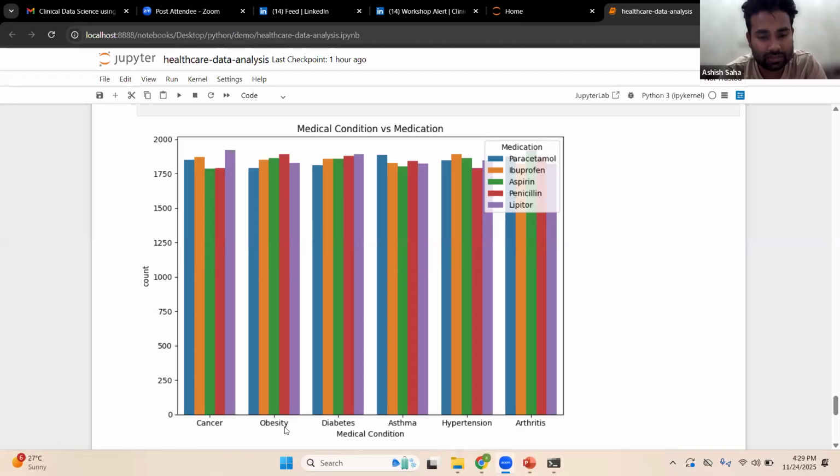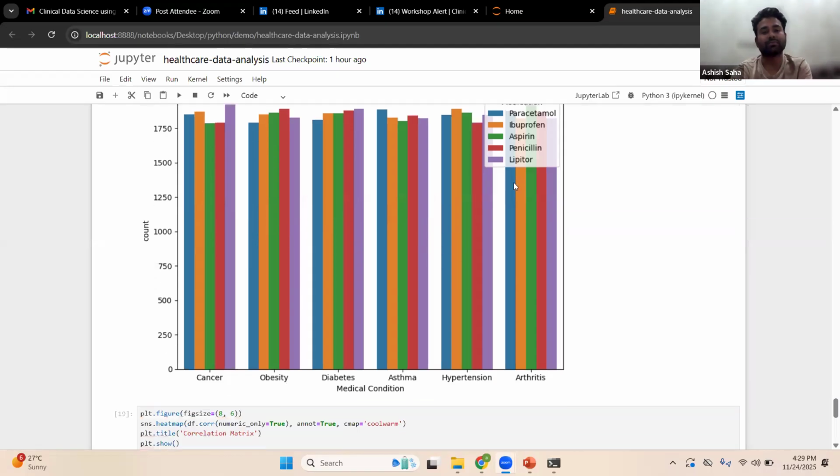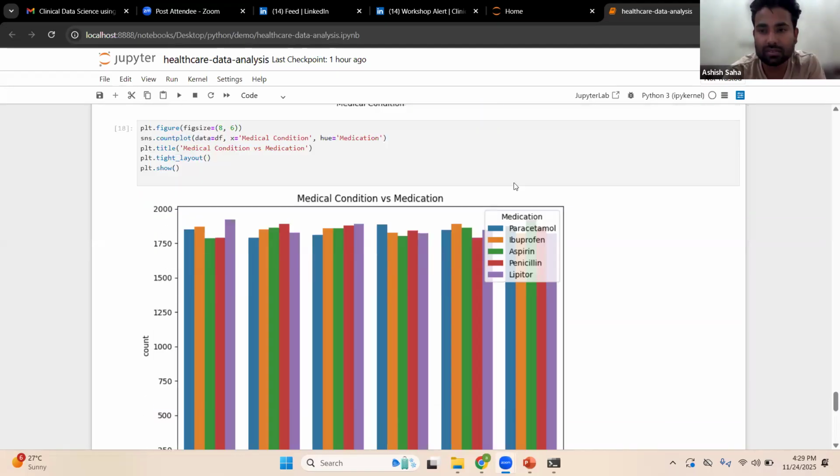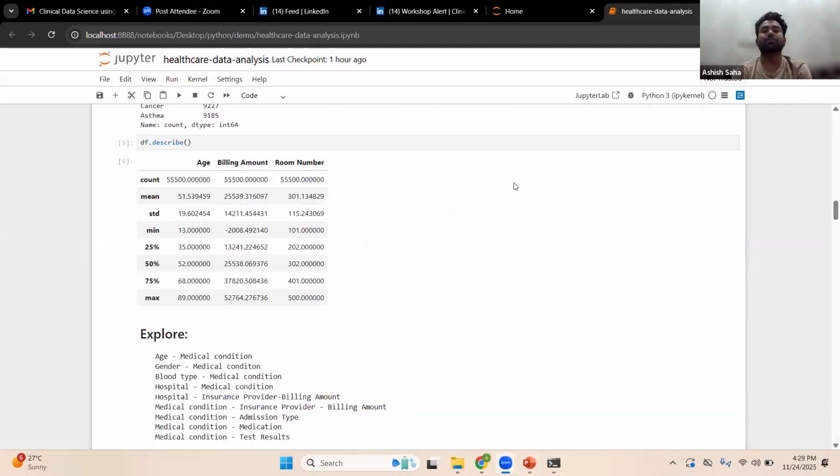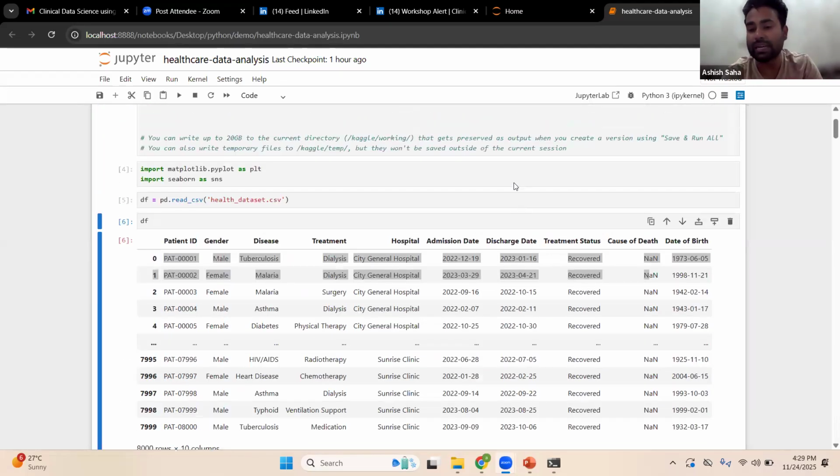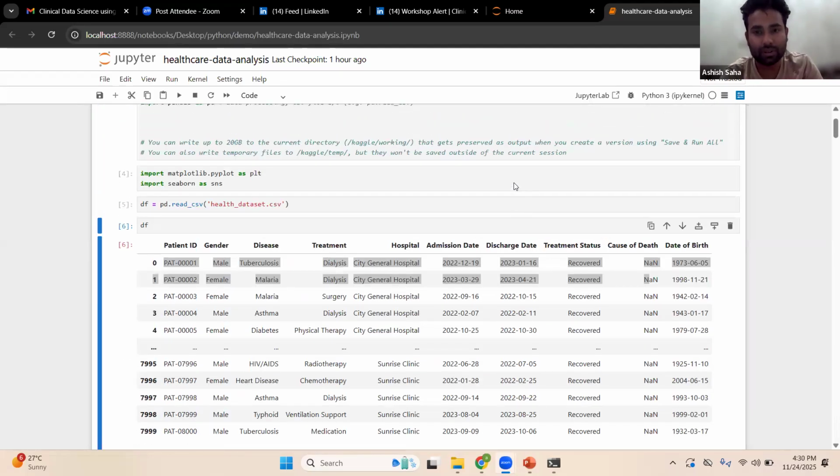If I talk about obesity, penicillin medicine is highly required. You can see here in obesity cases. Similarly, I can see different medicines. In arthritis, most of the people require aspirin medicine. These types of problems we can solve with the help of data science in the business field.